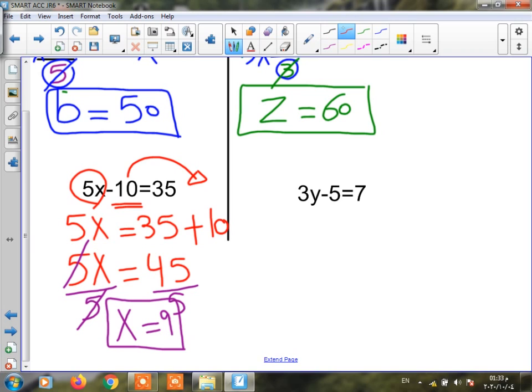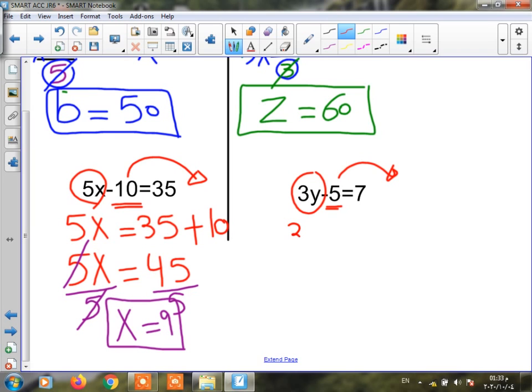I have here 3y minus 5 equals 7, and I want to get the value of y. How can I get the value of y? By moving the number beside y to the other side with a different sign. I have here 3y minus 5 equals 7.